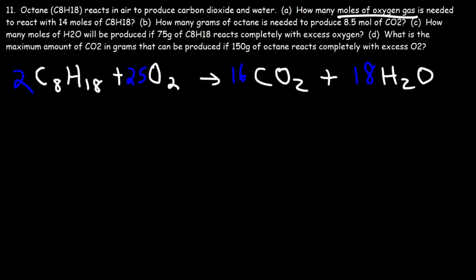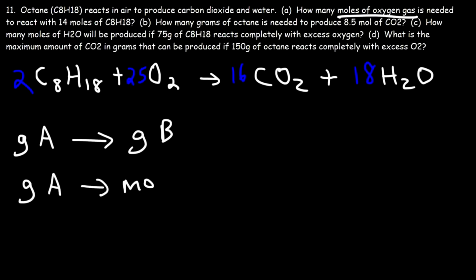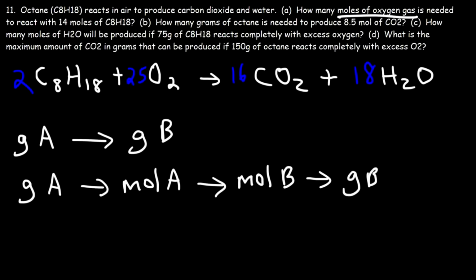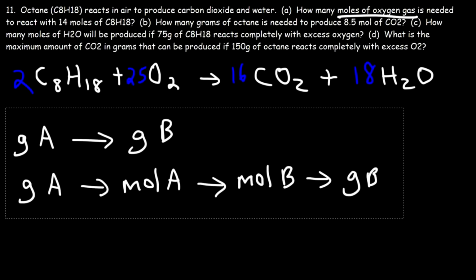Let's talk about what we need to do in order to get the answer for part D. So we're given the grams of octane, so let's say that's the grams of substance A, and our goal is to calculate the grams of CO2, or the grams of substance B. Now, in order to do this, we need to start with the grams of substance A and convert it to the moles of substance A using the molar mass of substance A. Next, using the molar ratio, we need to change the substance from A to B. And then once we do that, we can use the molar mass of B to go from the moles of B to the grams of B. So that's the process that we need to follow in this example.